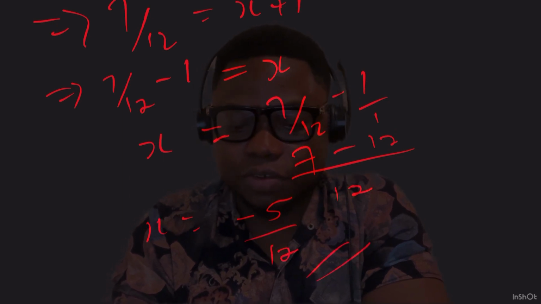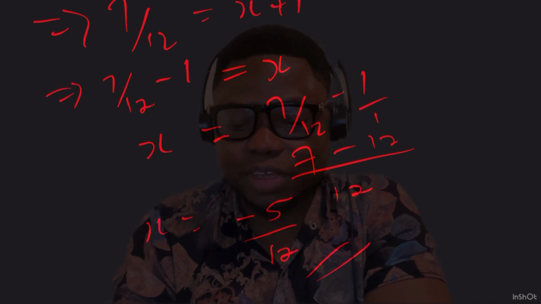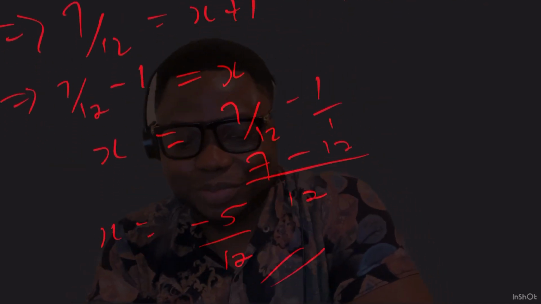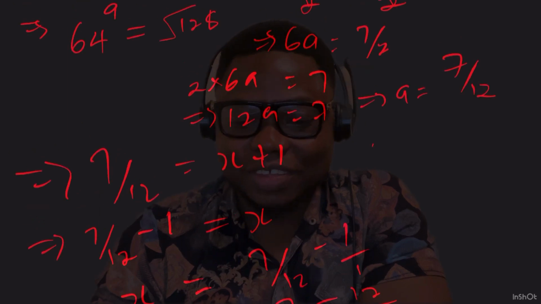So the answer becomes: the value of x is equal to minus 5 over 12. So this is the answer.